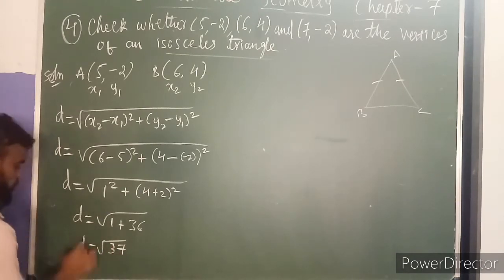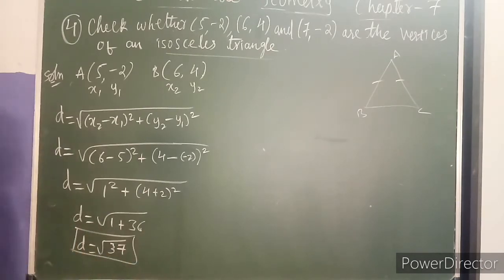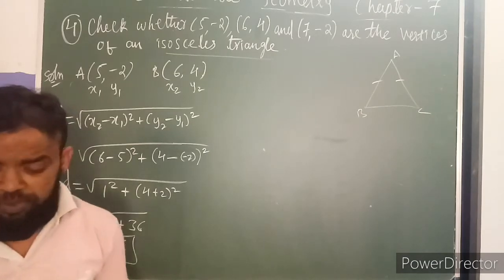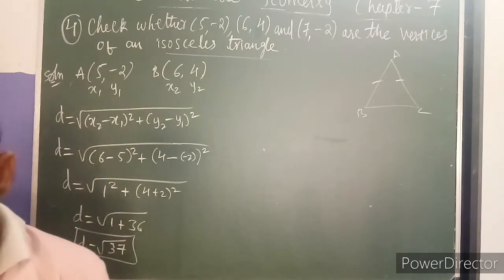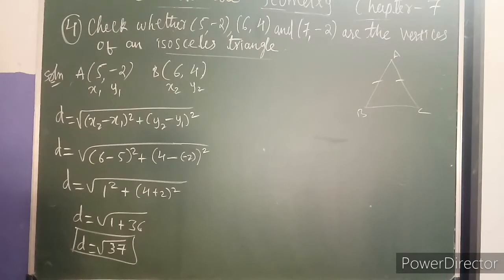This is the square root of 37. We got here 37. It is a prime number. 37 is a prime number. We cannot split it. Now we have to find BC.